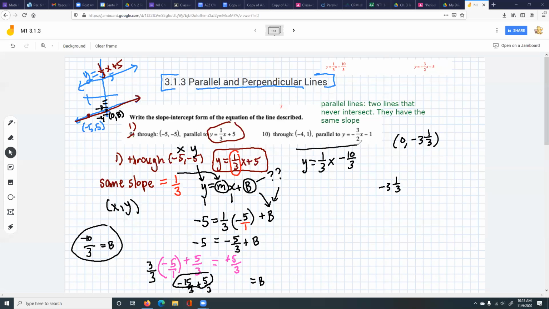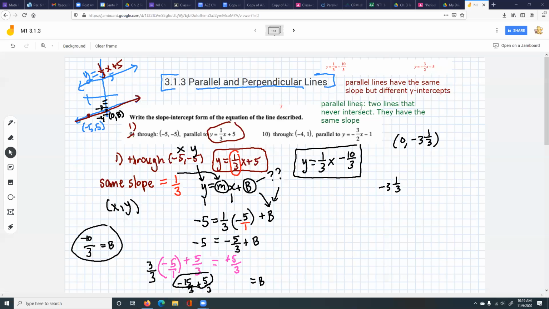So this is the equation of the line that is parallel to this line, right? They have the same slope, but different y-intercepts. That's another thing. Parallel lines have the same slope, but different y-intercepts. I'm going to put a text box here too. Parallel lines have the same slope, but different y-intercepts. Okay, and we should know that from last year or the year before.